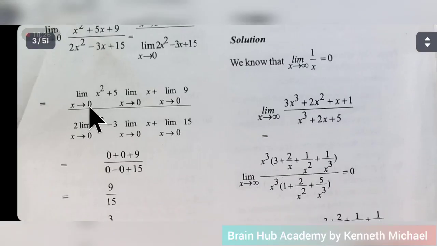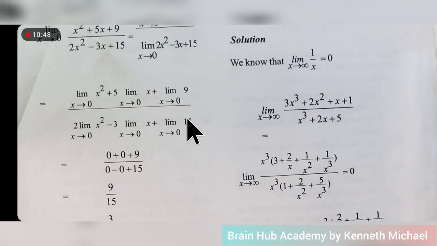Then from there, as x turns to 0, this will become 0, and then x will become 0. The limit of a constant is the same as that constant, so the limit of 9 is 9. So the terms with x turn to 0, and the 9 remains. Anything multiplied by 0 here is 0.